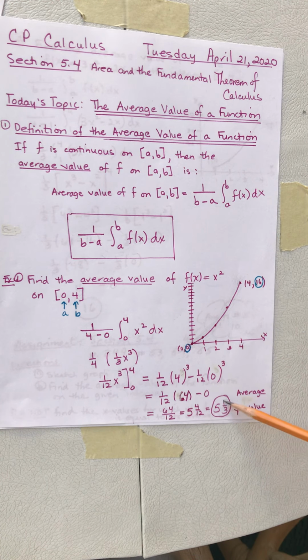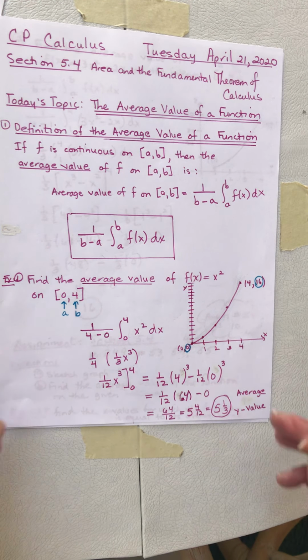But 5 1/3 is still between our lowest y value and our highest y value, and it's reasonable because our curve bends a little. So our average y value is 5 1/3, which is about here, right about there. Okay, let's do another one.